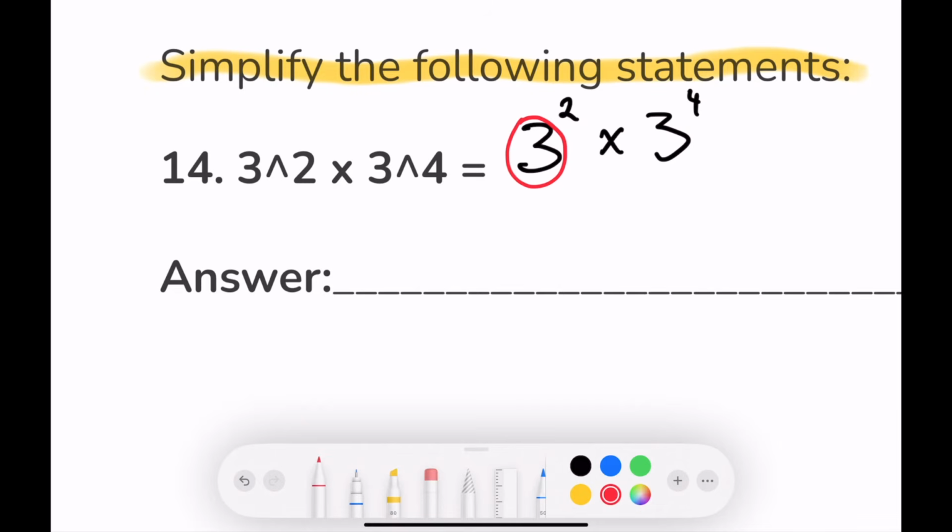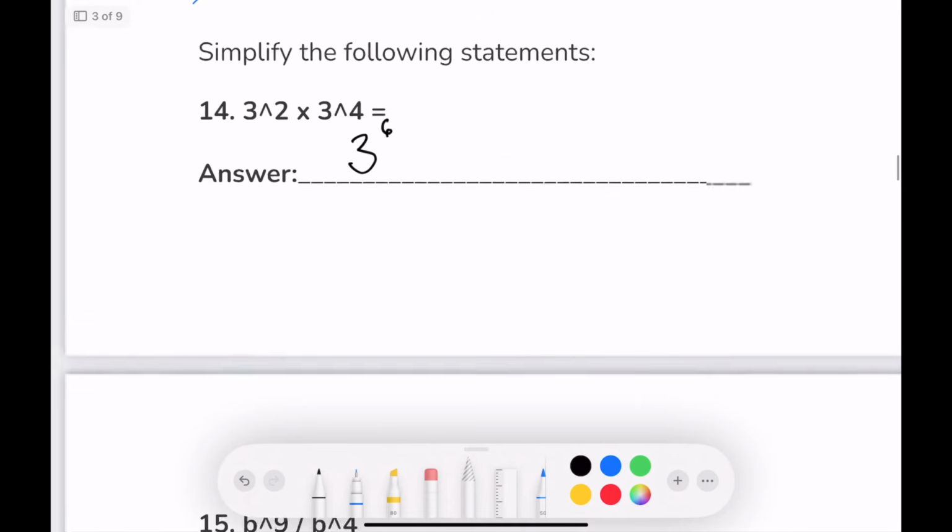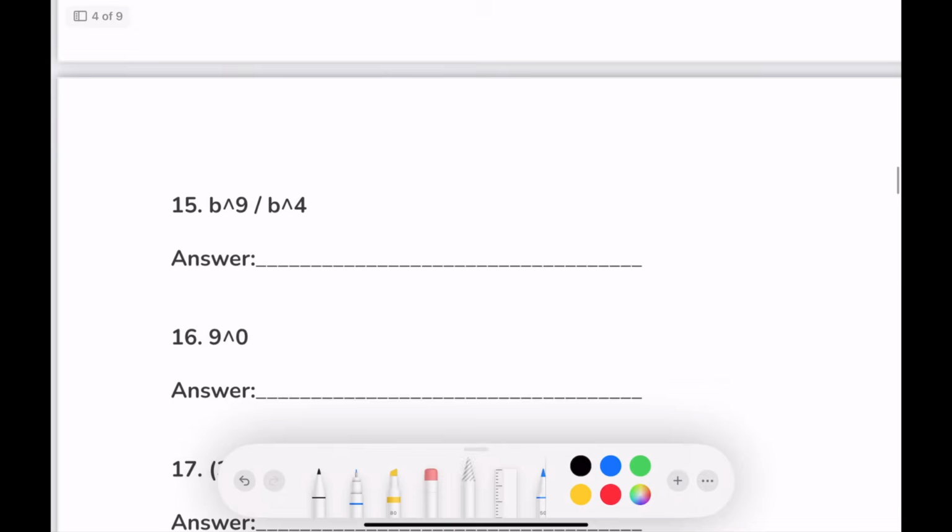When you have two numbers and the bases are the same, 3 and 3, you know the answer is going to be 3 to some power. To understand what power, make sure it's being multiplied, then we take the two exponents and we just add them. 2 and 4, that makes 6. So our final answer is 3 to the 6th power. Let's go on to number 15.